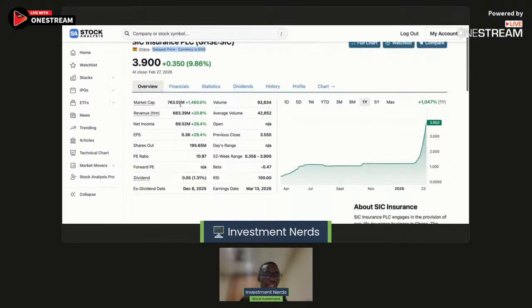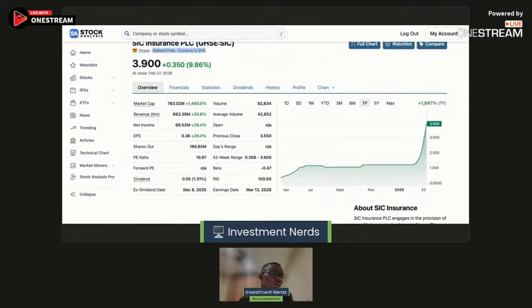Then the first thing I want to show most of you is something here called shares outstanding. This section tells you the total number of shares that the company is selling. I repeat, this is the total number of shares that company is selling. Most of us think that the company goes around selling shares every day.